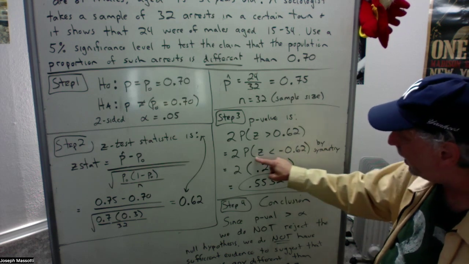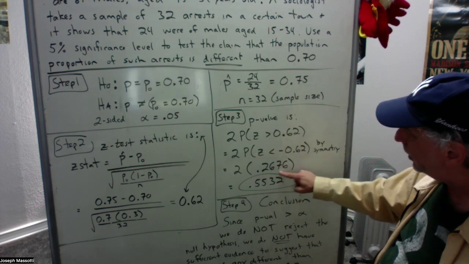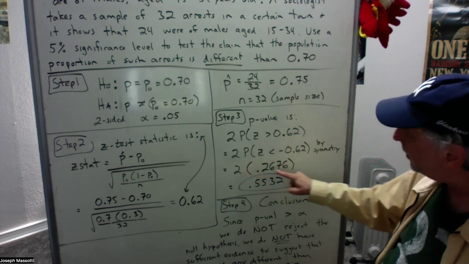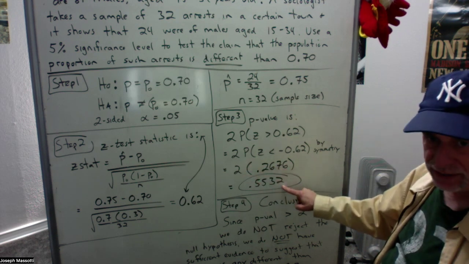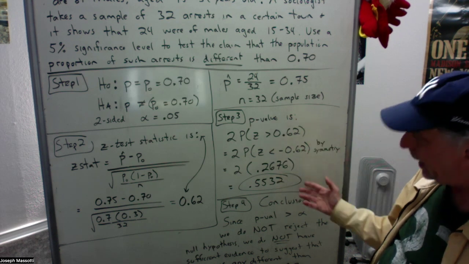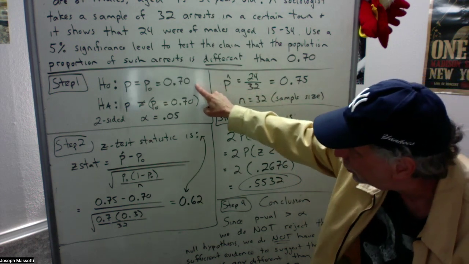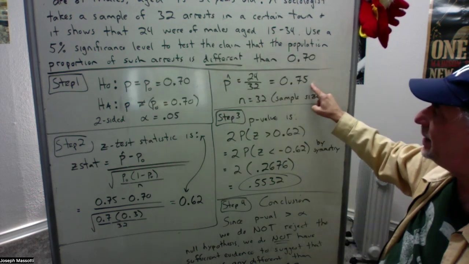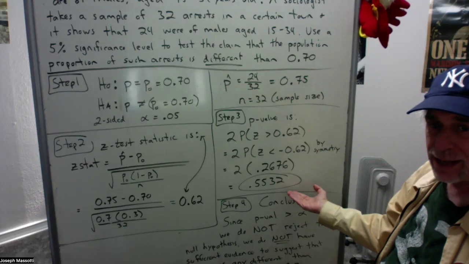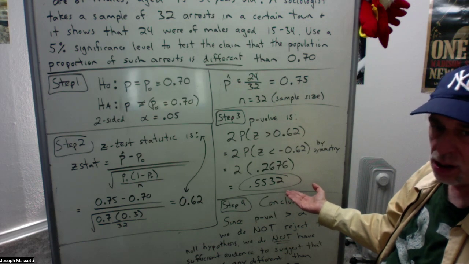So we look up this value in the table, negative 0.62. You're going to find this value in the z-tables. You double that value, and we get a huge p-value. Right? This is a huge p-value. And again, remember what we're saying. We're saying that if our null hypothesis is true, we expect to see something this far away from that, well, over half the time, 55% of the time. So it's not surprising at all.